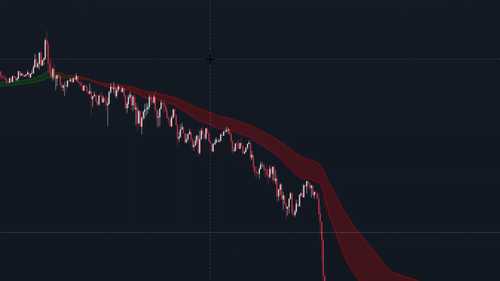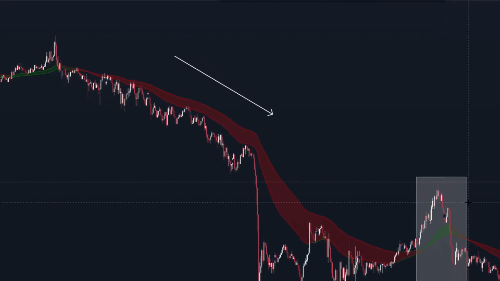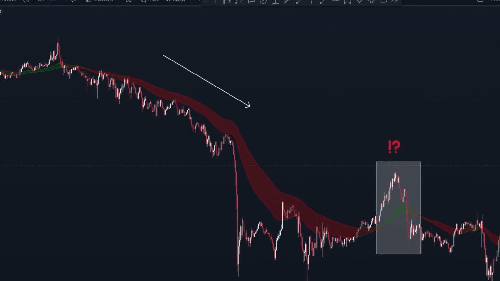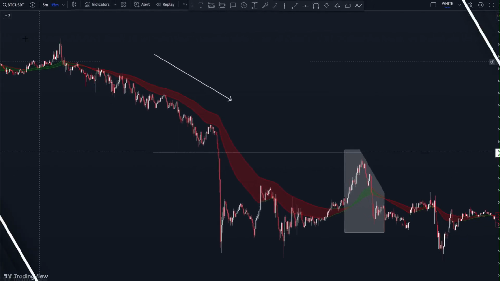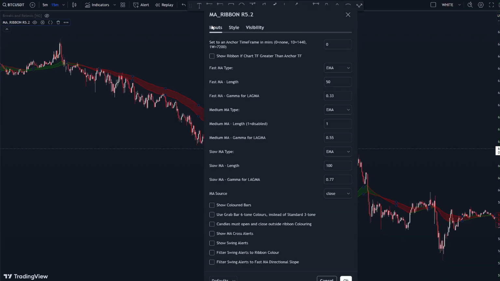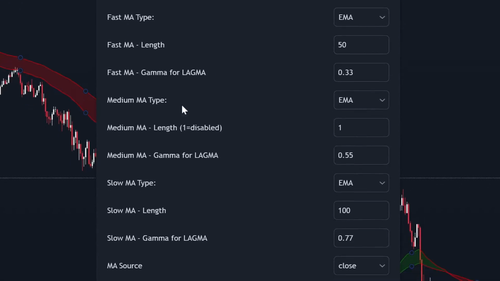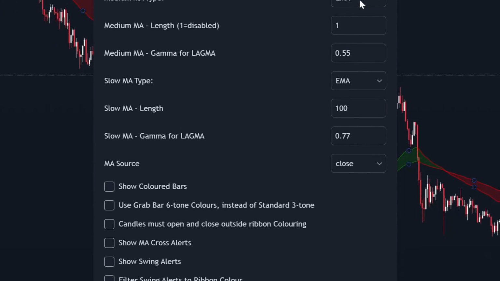However, as you can see, the indicator is currently set to show short-term trends, which isn't ideal for our strategy. So let's make some changes to better suit our needs. First, we'll head over to the MA ribbon indicator settings, and then change the slow MA type to SMA, which is simple moving average. This adjustment will help us get a clear picture of the long-term trend.